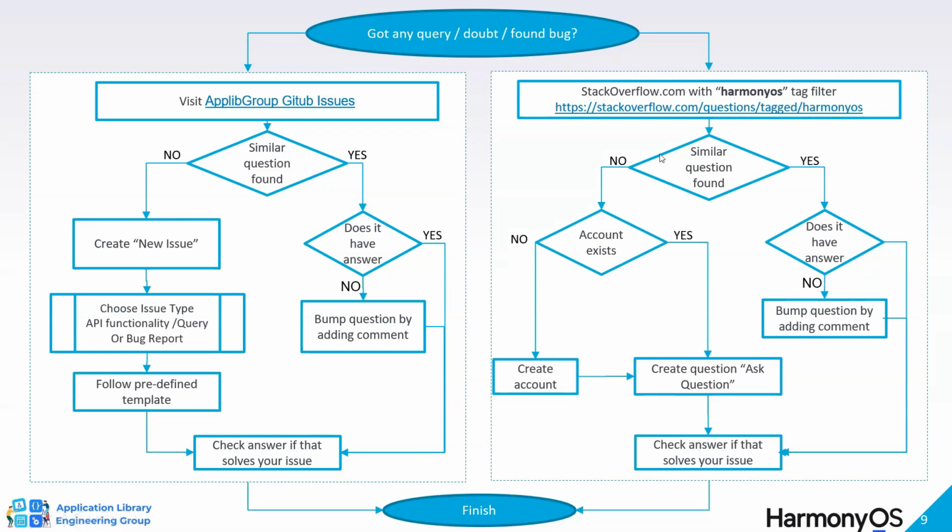Now, coming again to that same condition, if you are not able to find the same question on Stack Overflow, what should you do? So if you have an account already created on Stack Overflow, good. Go there and create a question by clicking on Ask Question. So the Stack Overflow community has some predefined templates and rules. Follow that and create a question over there.